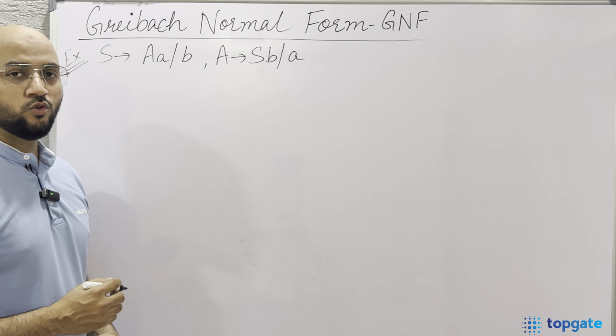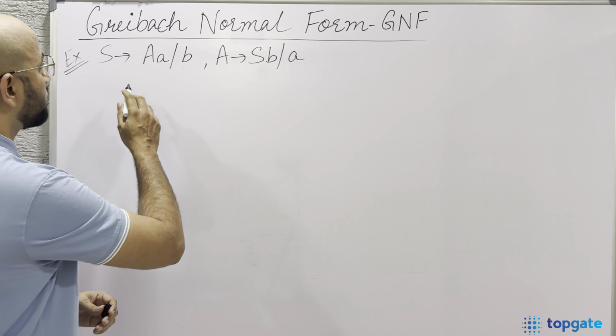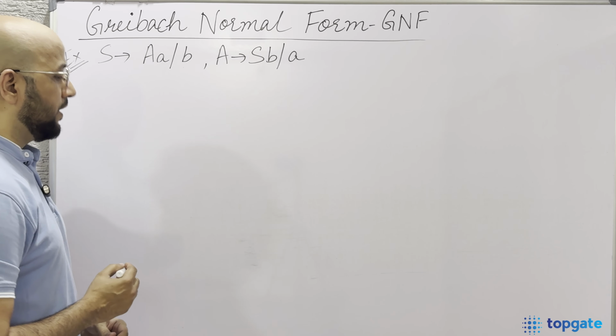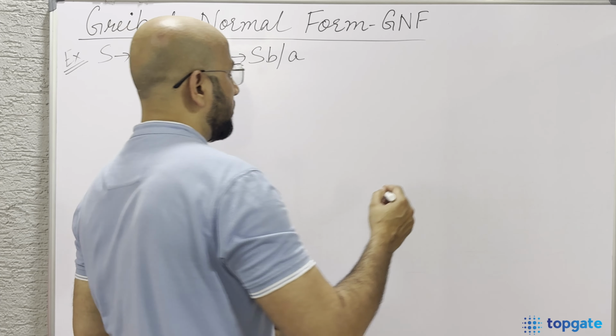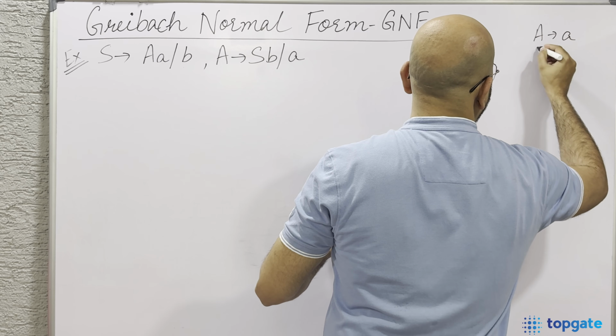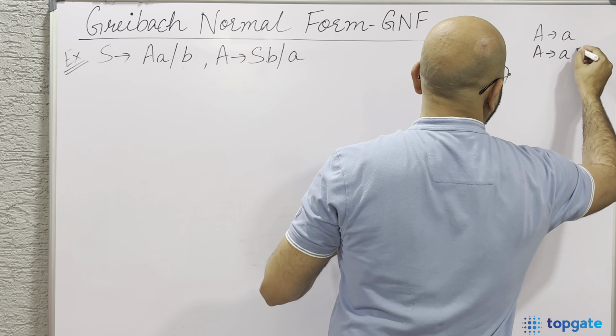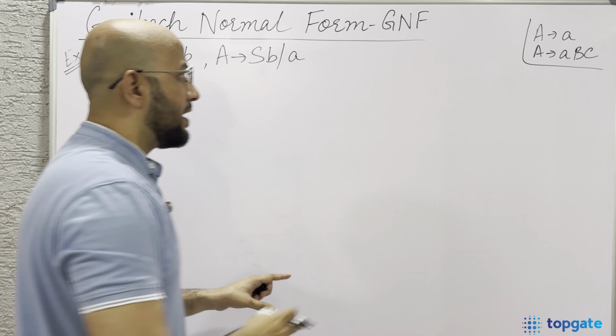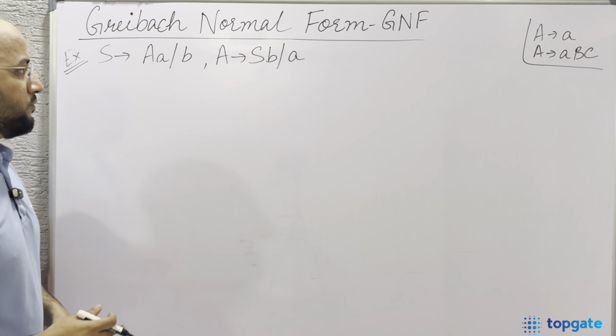Okay, now let's take an example where I'll tell you how to convert a context-free grammar into a GNF. So let's take this example. Here we have this context-free grammar, and this context-free grammar has to be converted into a Greibach normal form. So first of all, let's see what are the production rules allowed in a Greibach normal form. We have A tends to small a, and we have A tends to small a followed by any number of variables. So these type of production rules are allowed in a Greibach normal form.